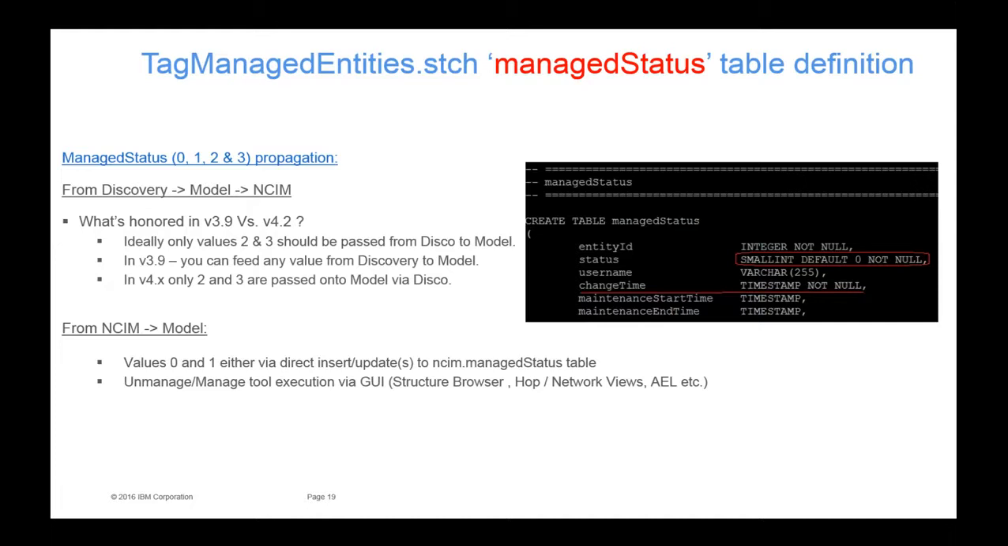So the value goes discover to model to NSIM, for 2 and 3, whereas if you want to unmanage a certain device via GUI or using the Perl script or using direct inserts into the managed status table, those values are passed back to the model. So you insert into the NSIM or you unmanage via GUI, that makes an insert into the table, and then that value is propagated back to model. So those are only 0 and 1. I'll move on.